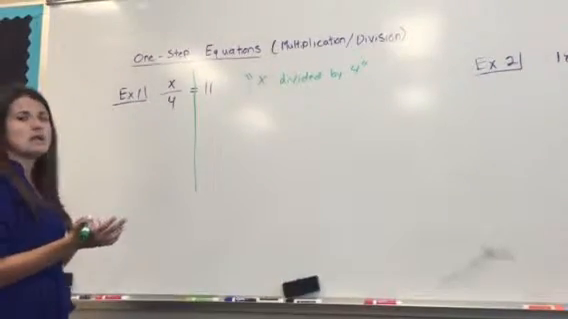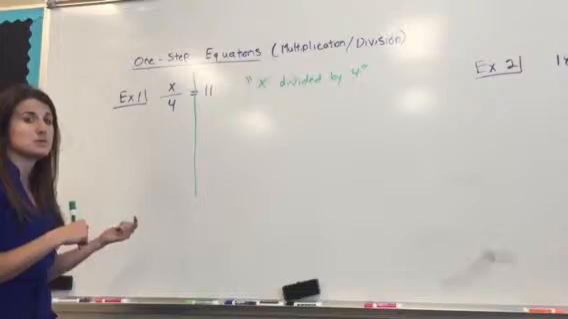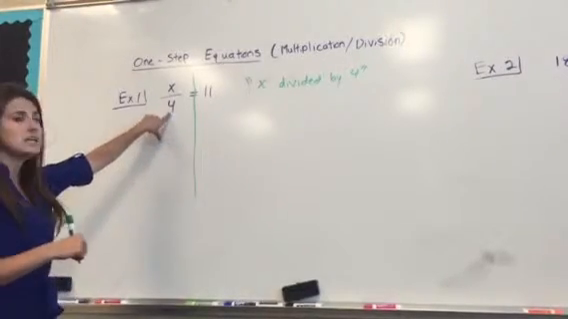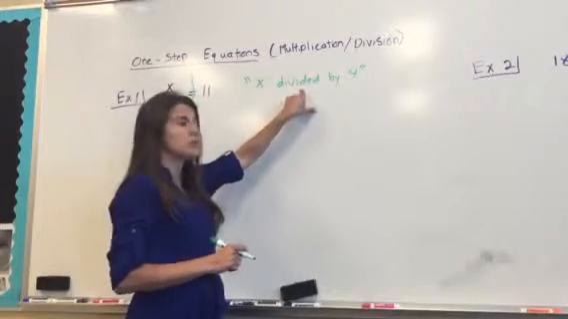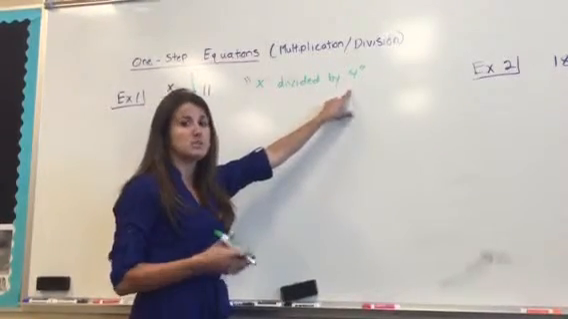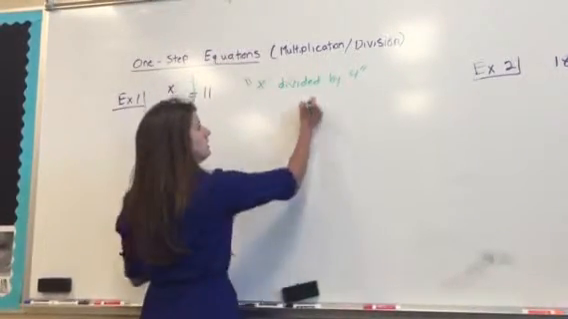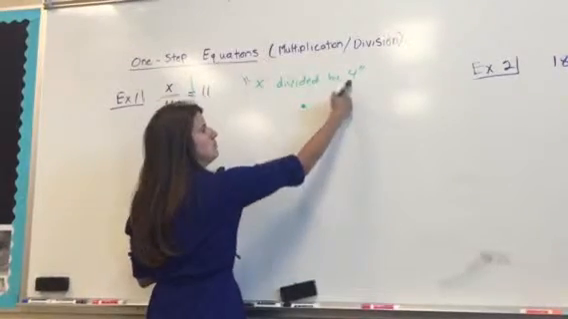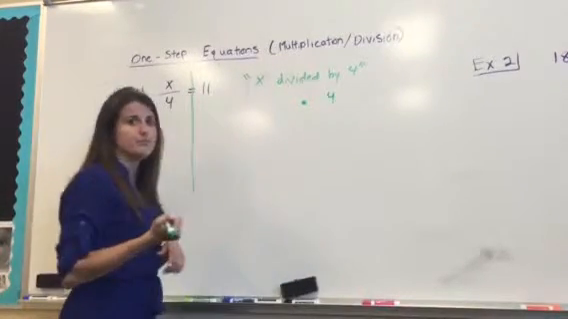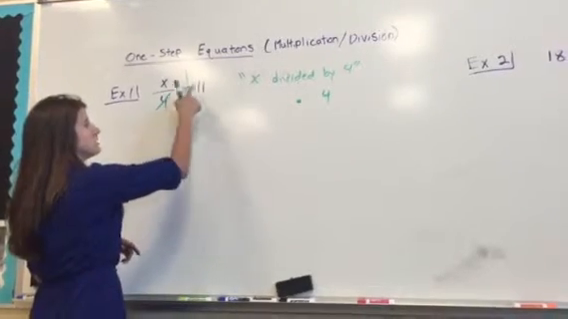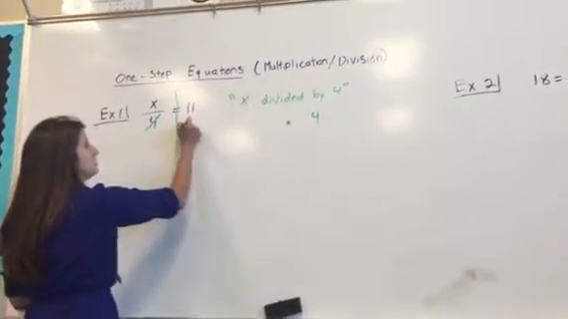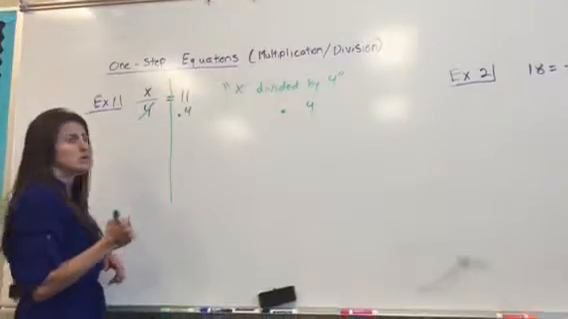Once you read it and write it out, then you're going to work backwards to get x by itself. Your goal is to cancel out your 4. The last operation that we read was divide by 4, so your opposite, or inverse, operation is going to be multiplication. So you're going to multiply by 4. Your 4 will cancel out, but in order for this to cancel, you have to multiply by 4.